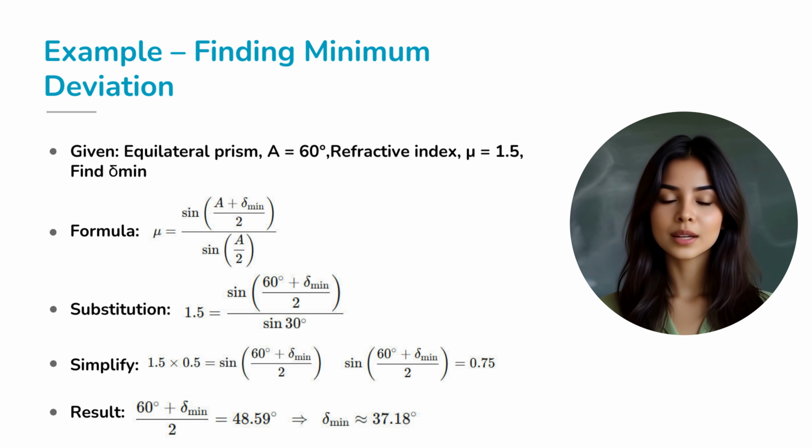Taking the inverse sine, we get (60 plus delta min) over 2 equals 48.59 degrees. Solving for delta min gives approximately 37.18 degrees.